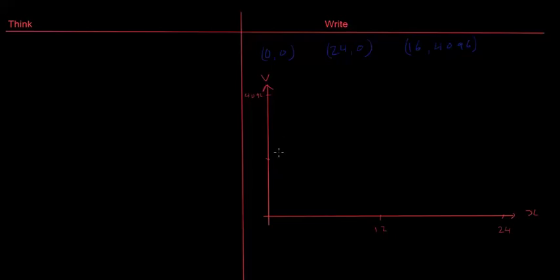And so marking a couple of points on that graph now, we know that there's going to be a point at 0, 0. There's going to be a point at 24 and 0. And there's going to be a point at 16, 4096. 12 and 24, halfway between that would be 18, so 16 would be here, so we're going to have a point here as well.